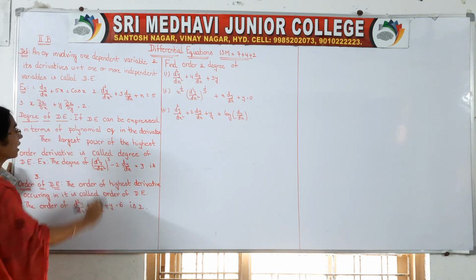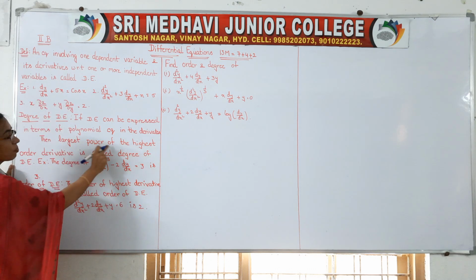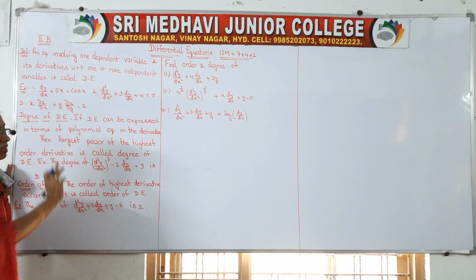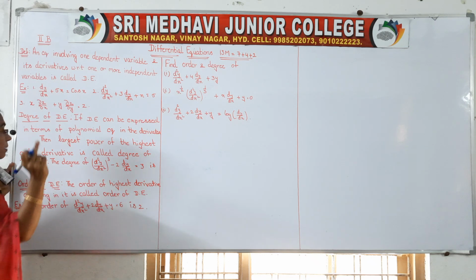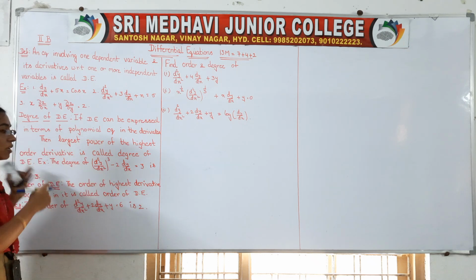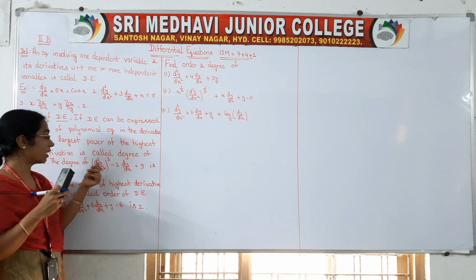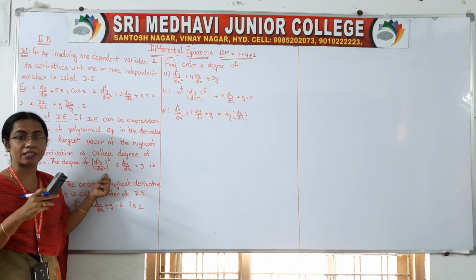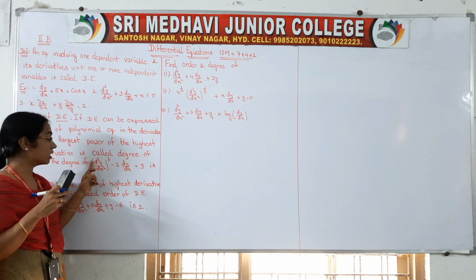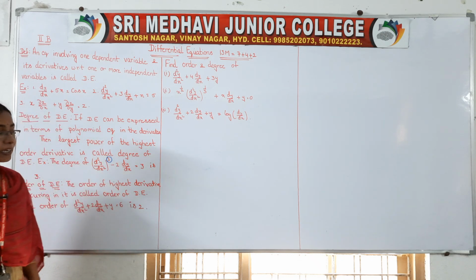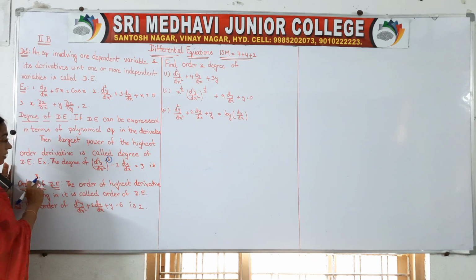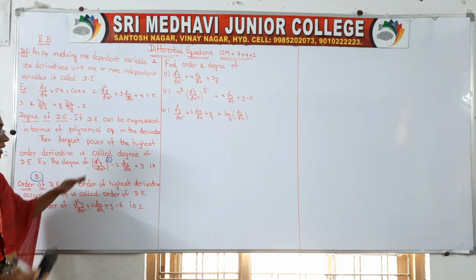So how will we take the degree? The largest power of the highest order derivative is called the degree of a differential equation. Largest power of the highest order term is called the degree. So for example, see the degree of this equation. You see here dy by dx is there and d square y by dx square is there. So the highest order term is d square y by dx square. Its power is called the degree. Okay, so its degree is 3.